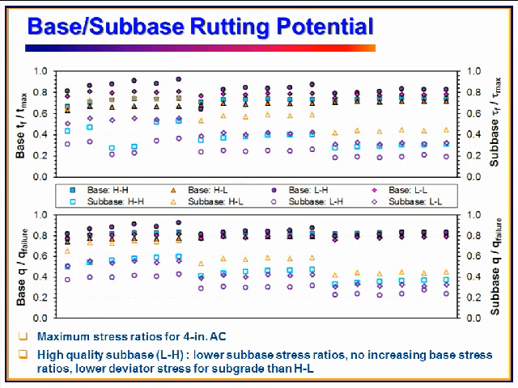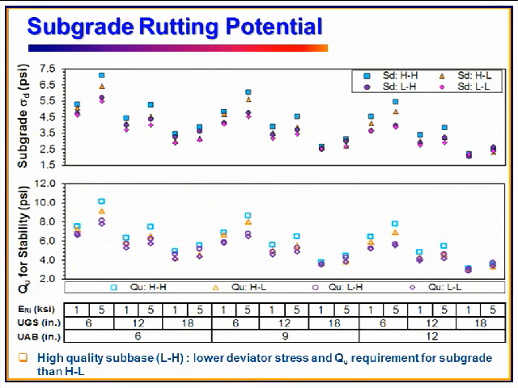So if we look at the ALH combination, which is low quality base and high quality sub-base, we can have much lower sub-base stress ratio, and the base stress ratio doesn't increase that much. And this slide shows the subgrade rutting potential. In terms of subgrade rutting, we use the subgrade stress ratio proposed by Professor Thompson. Basically, it's deviator stress over unconfined compressive strength. So we can see the ALH combination results in a lower deviator stress and thus a lower QU requirement for subgrade.